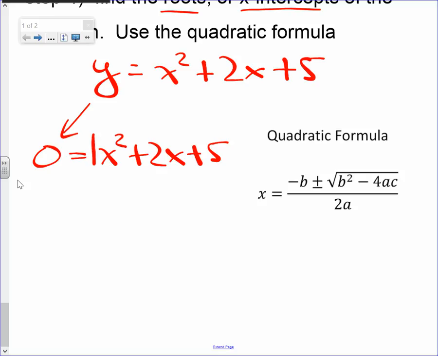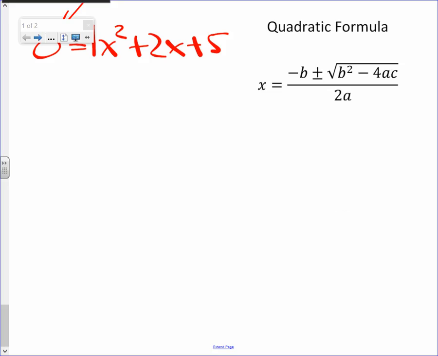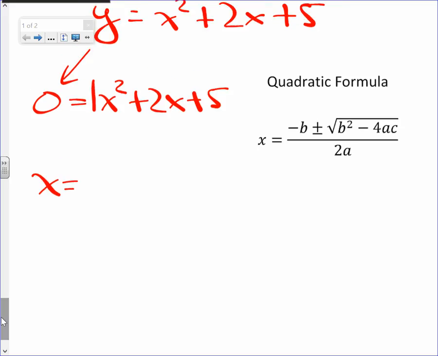Who likes rock and roll? So now, here we go. Our A, B, and C. A is 1, B is 2, C is 5. Let's rock and roll, Sevilla.